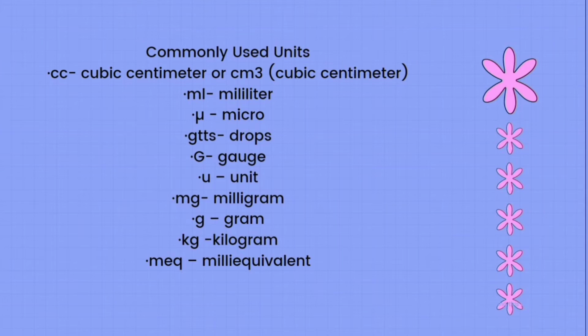For the next one, we have commonly used units. cc for cubic centimeter or cm3, ml for milliliter, mcg for micro, gtts stands for drops, G is for gauge, U is for unit, mg for milligram, g for gram, kg for kilogram, and mEq is milliequivalent.